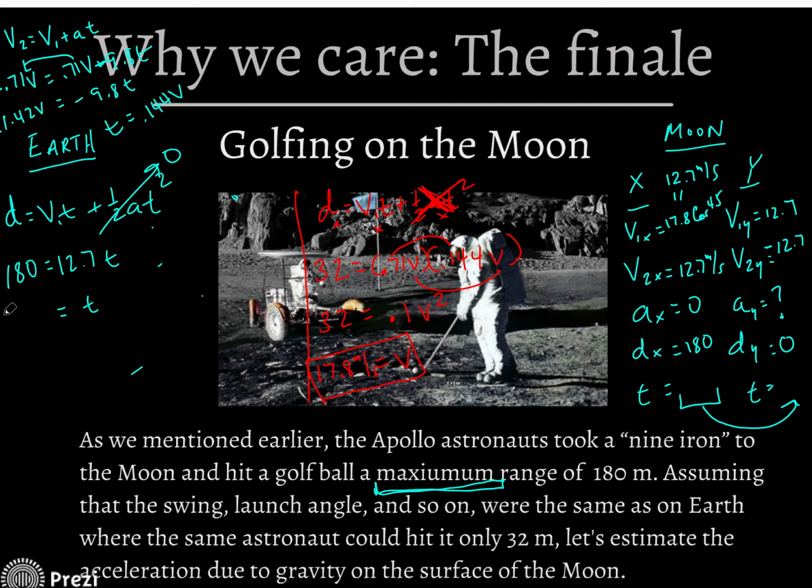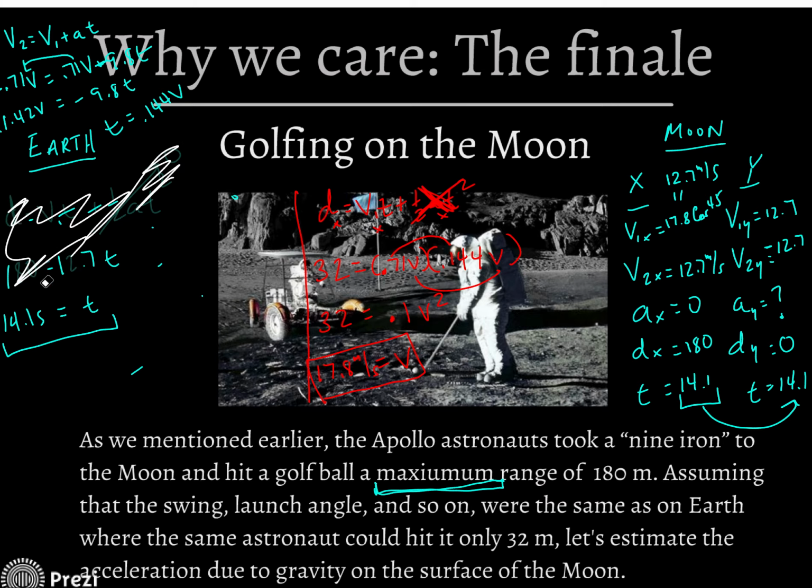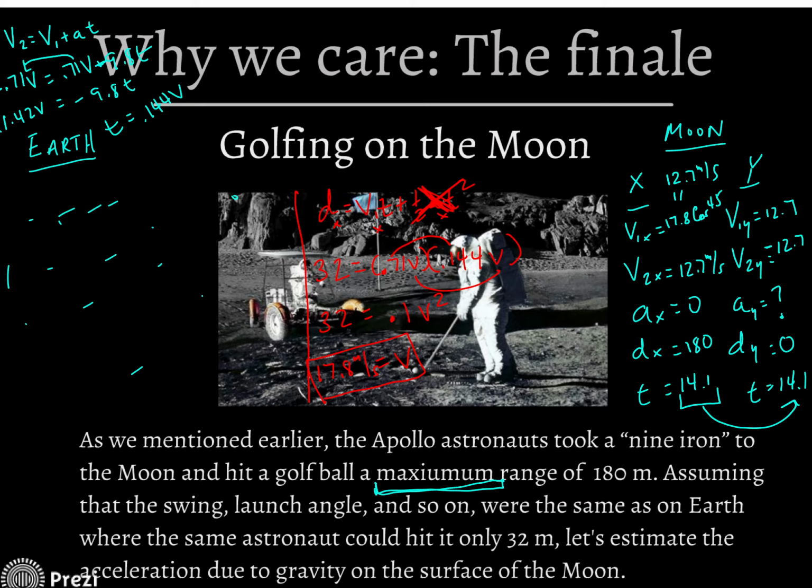So on the moon, the ball is in the air 14.1 seconds. Just imagine that. Imagine a hang time of 14.1 seconds anywhere, right? That's a really cool thing about being on the moon. So that means that this is 14.1 seconds here, 14.1 seconds here, okay? Now, I'm going to erase this again. What equation could I use in order to solve for A?